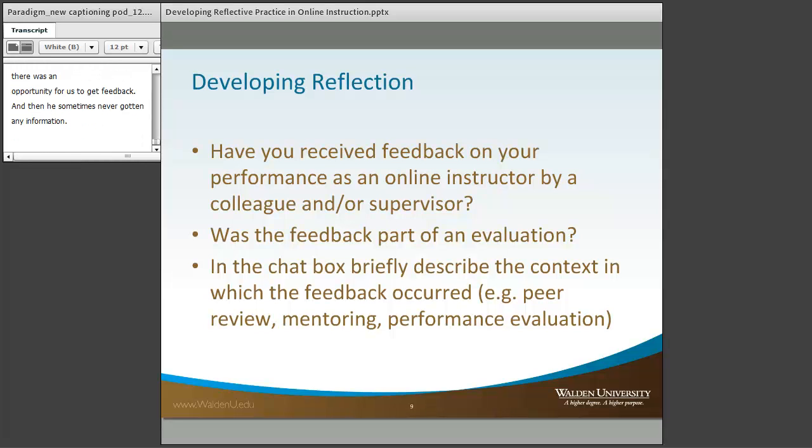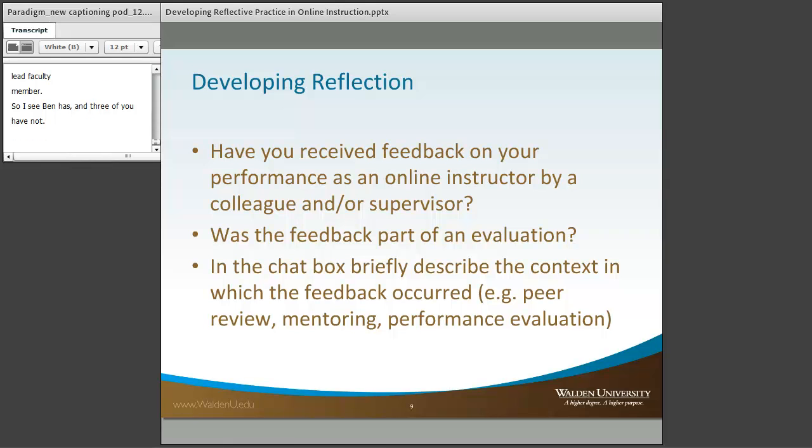I work a good bit with lead faculty members. Let me ask you to type in the chat box if you have served as a lead faculty member. Just yes or no if you've served as a lead faculty member. So I see Ben has and 3 of you have not.